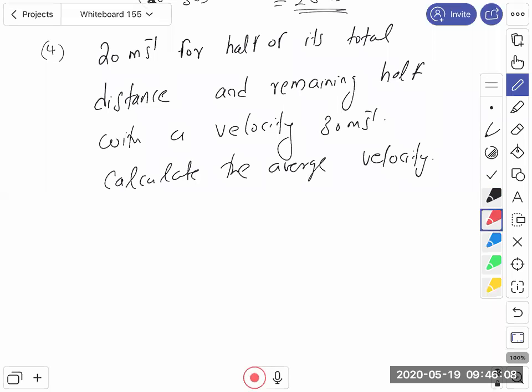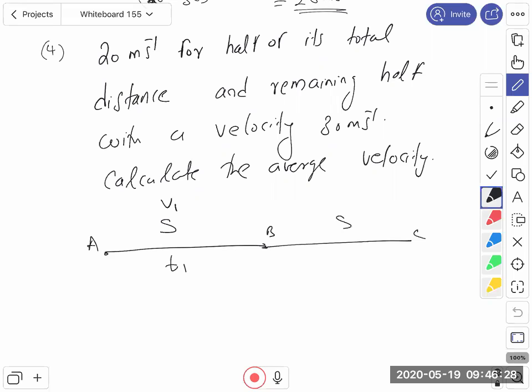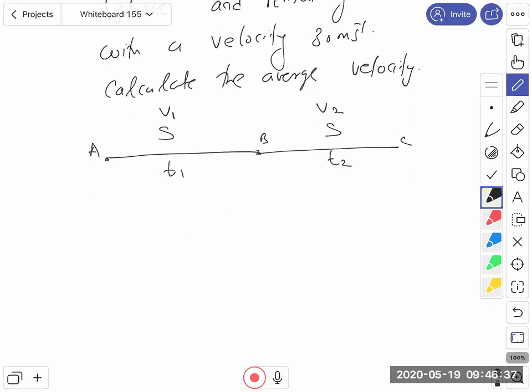So over here, it is given that 20 meter per second for half of the total distance. Assume that it is traveling a distance s with a velocity, take it as v1, and time taken for this is t1. Let's say from A to B. Then it is traveling the same distance from B to C. Let's say s, and velocity v2 and time is equal to t2. So over here it is given that displacement is same.